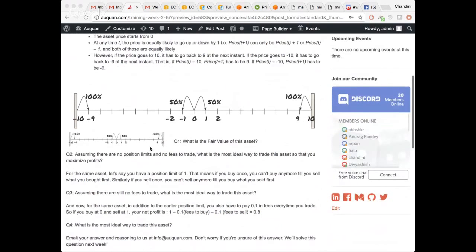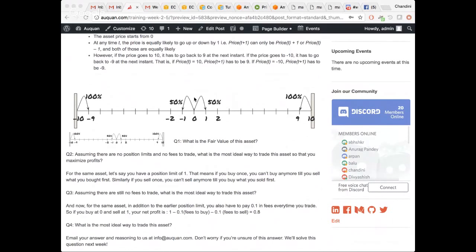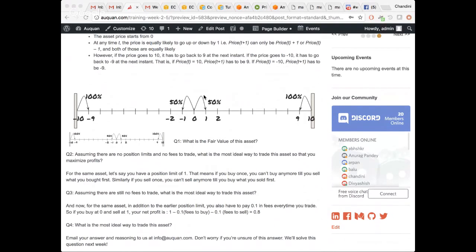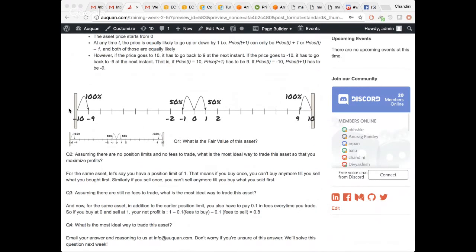So now I said there is a security that behaves like this. You start from 0, and there's a 50% chance that it goes to -1, 50% chance that it goes to 1. And then from -1, 50% chance it goes to -2, 50% chance it goes to 2, and so on. So at any point in time, there's a 50% chance it moves up by 1, or 50% chance that it moves down by 1. And that's true for all of it, except when it goes to -10 or 10, and those are like hard walls.